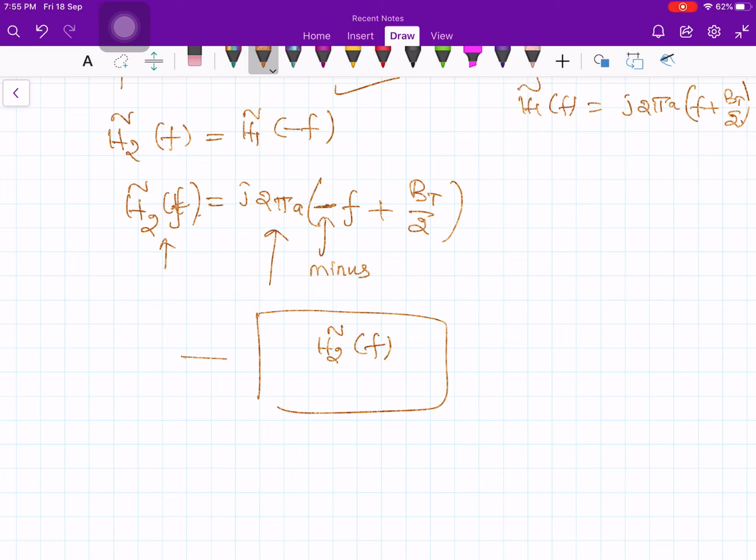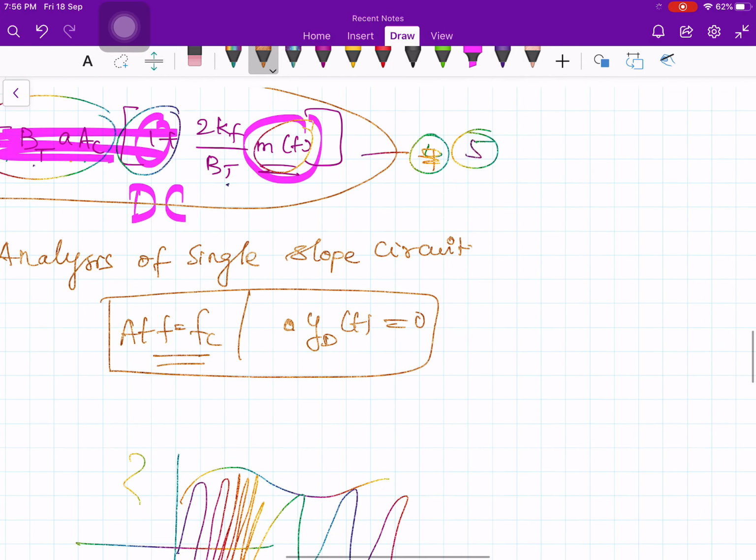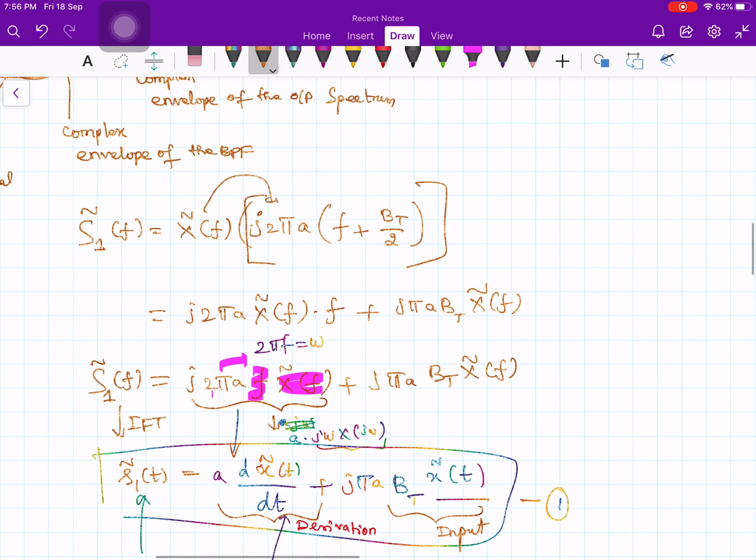Now the input is x tilde of t, in the frequency domain x tilde of f, and I am getting the output. The output is the multiplication of these two. This is the second slope circuit. Let me denote the output of this second slope circuit as s2 tilde of f. This is equal to, because you are doing the multiplication in the complex domain, 1 by 2 times H1 tilde of f times s tilde of f. I think again I have made a mistake. Okay, let me go back and correct that.